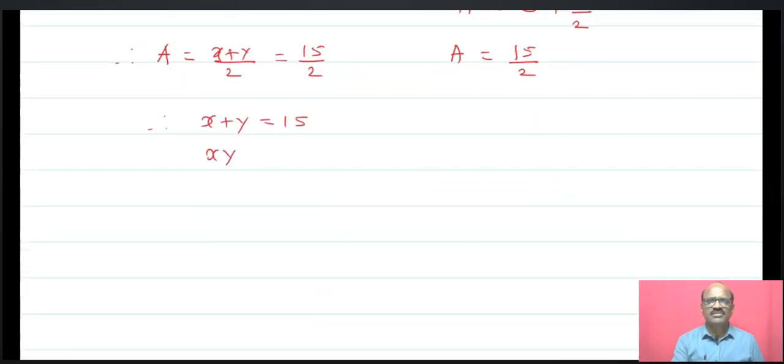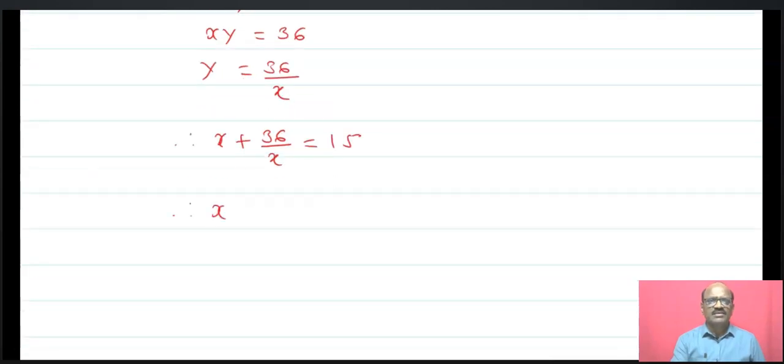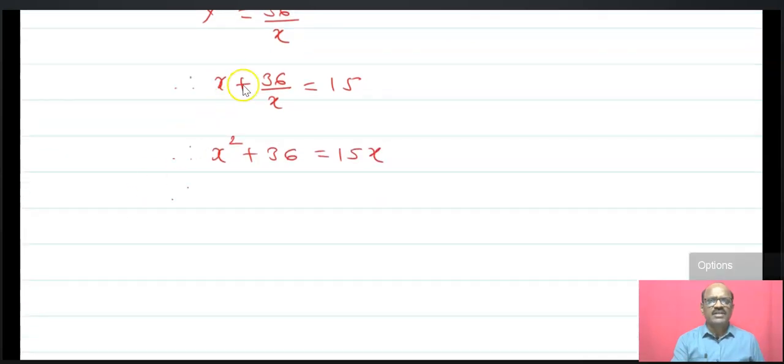Now see these terms. x into y is equal to 36. x plus y is equal to 15. Therefore, here y is equal to 36 upon x. And now we will substitute the value of this y here in x plus y is equal to 15. That is x plus 36 upon x is equal to 15.